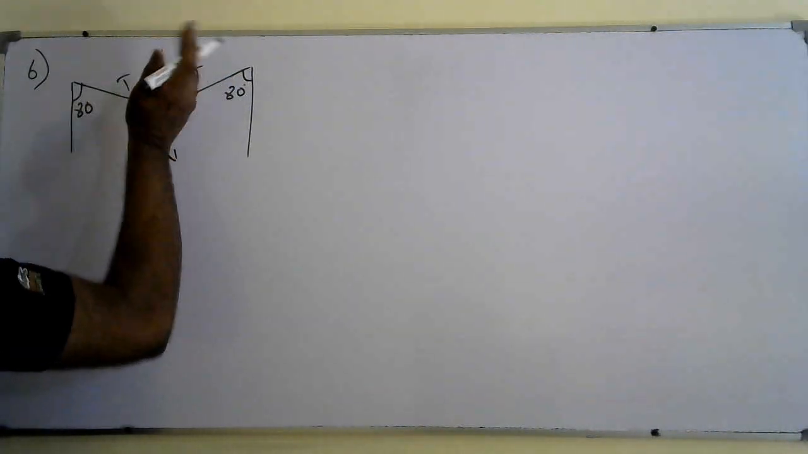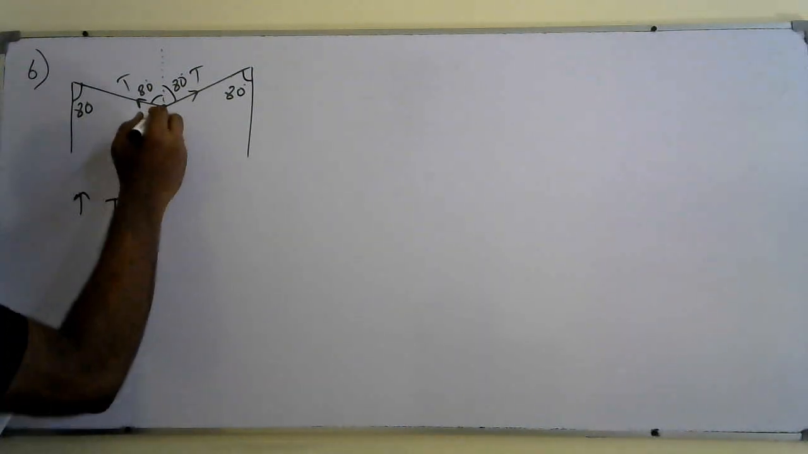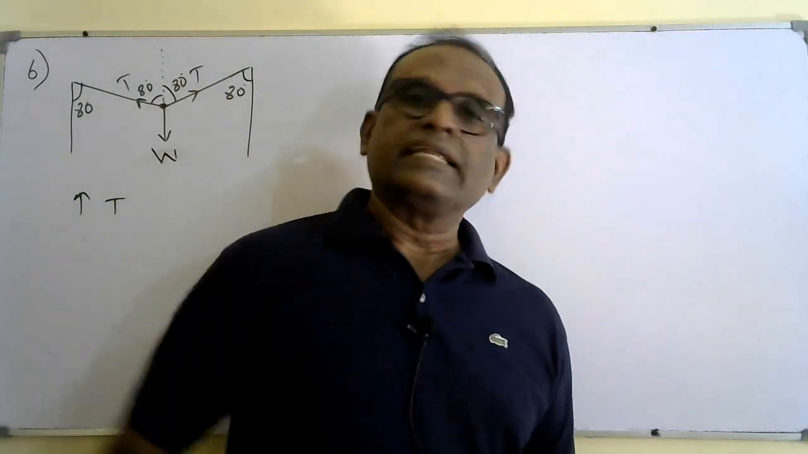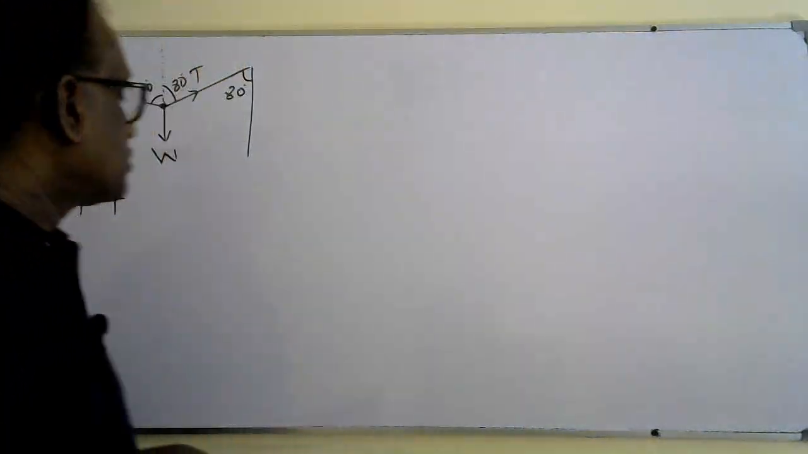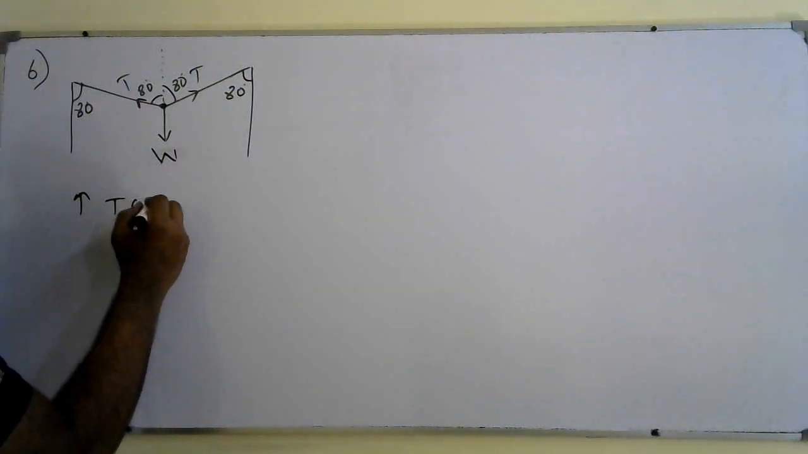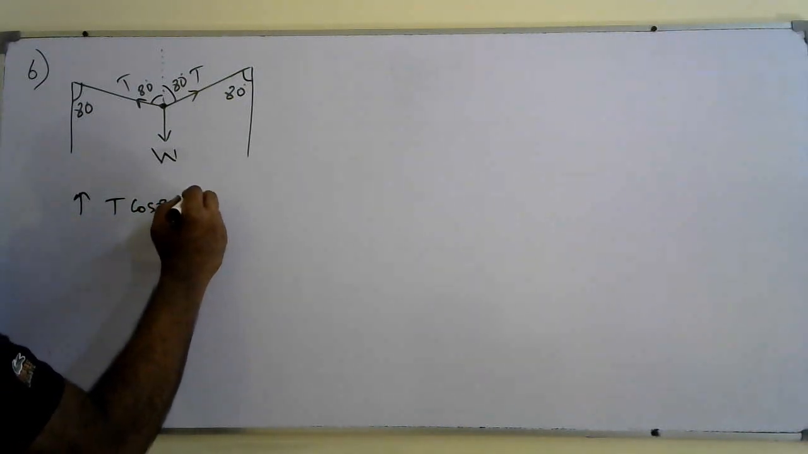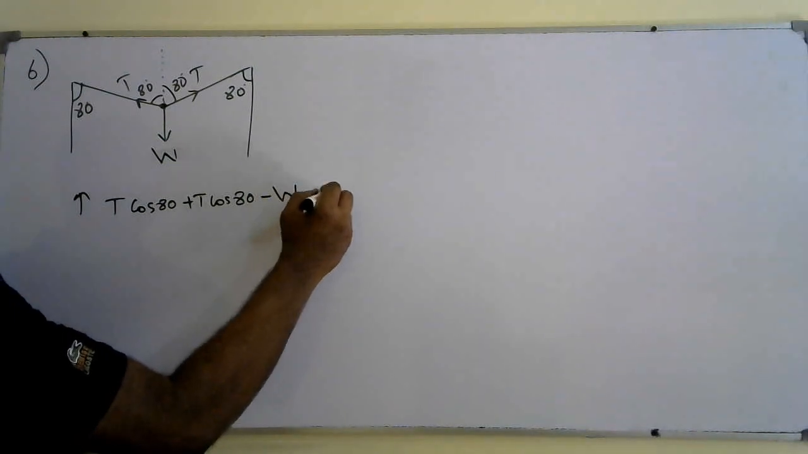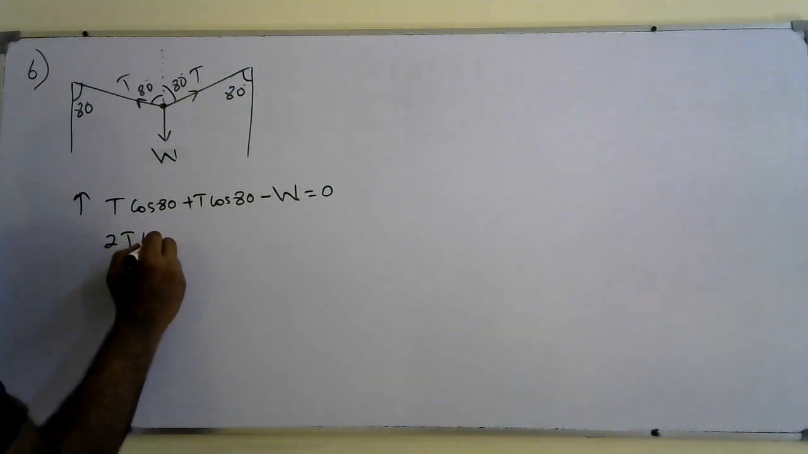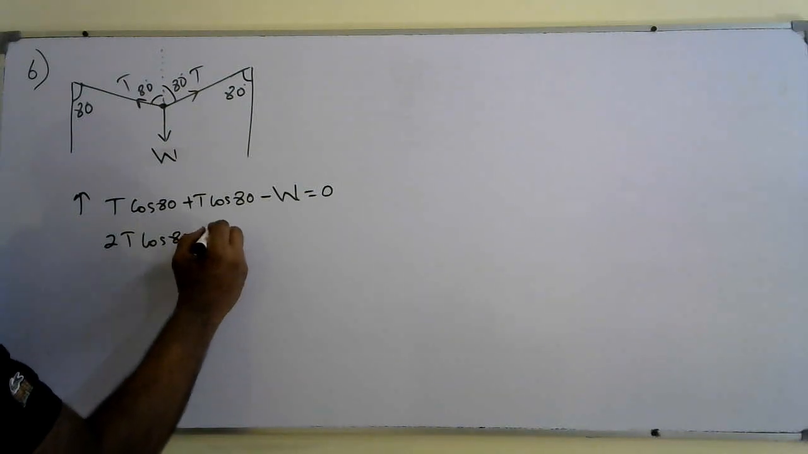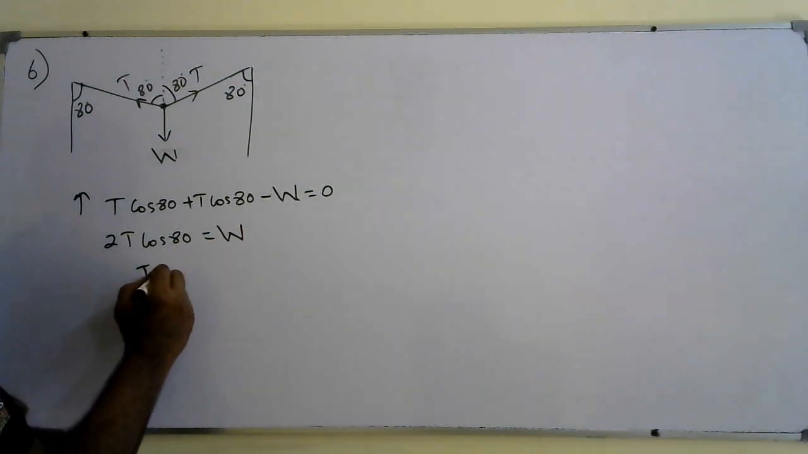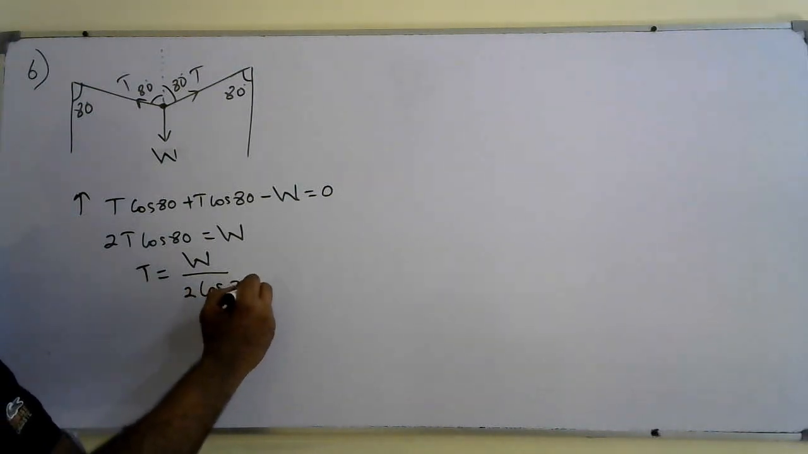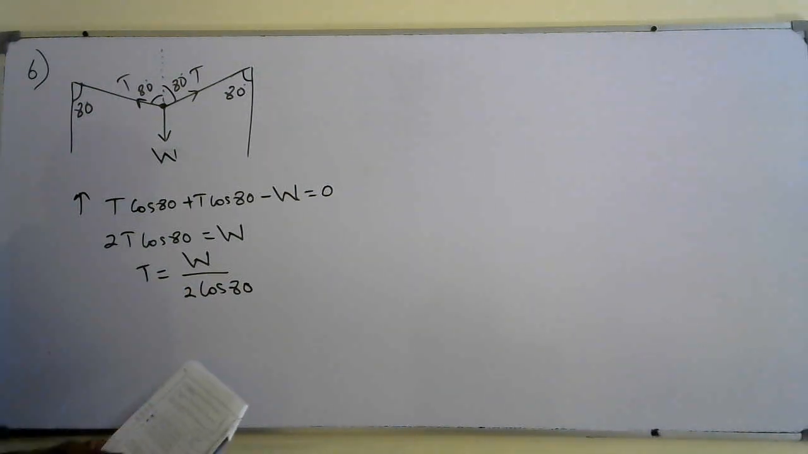When you resolve T upwards, for the equilibrium of the bird at rest, the total vertical force must be equal to 0. So T cos 80 plus T cos 80 minus W equals 0. So 2T cos 80 equals W. So T will be W over 2 cos 80. Answer C.